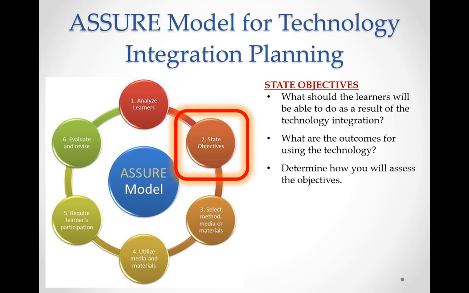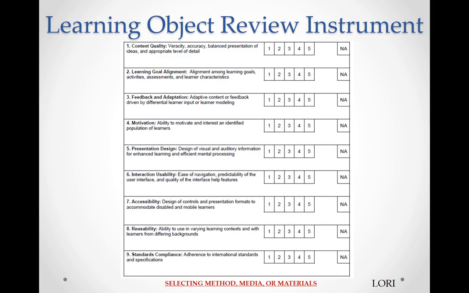Now, the next step is to select the method or the media. Using the Learning Object Review Instrument, as we can see, there are 9 different elements that you can look at when selecting your technology tool: the content quality, the learning goal alignment, feedback and adaptation, the motivation, the ability to motivate and stimulate the learners into using technology, the presentation design.